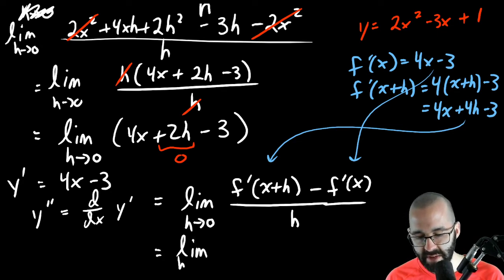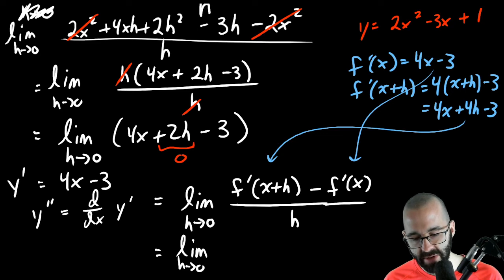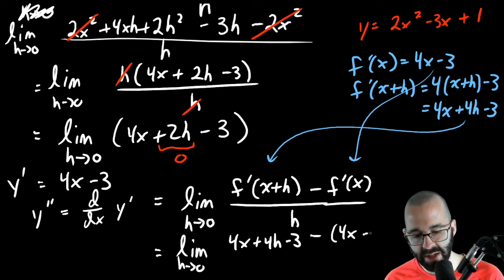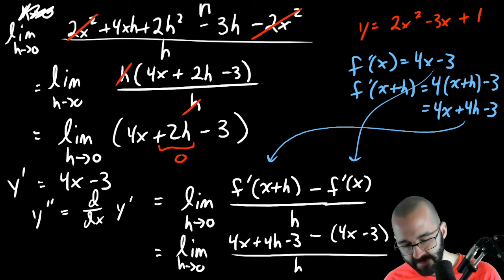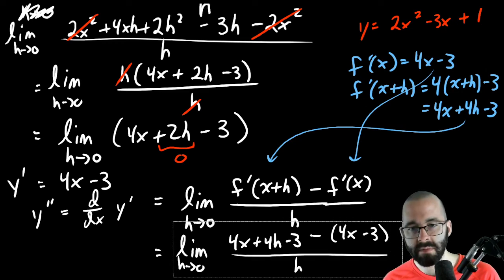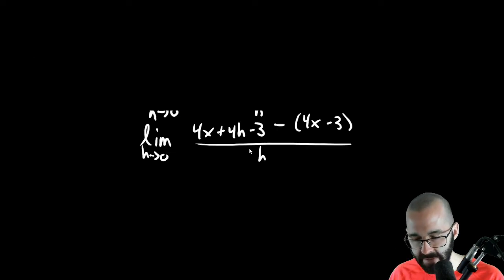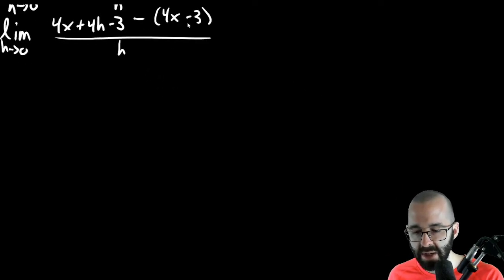So this is the limit as h goes to 0 of the derivative. 4x plus 4h minus 3 minus the function 4x minus 3. Make sure you are subtracting the entire function. All right. That brings us to the next page.